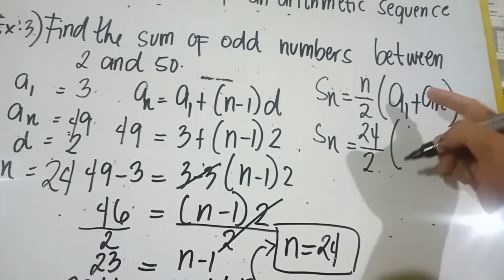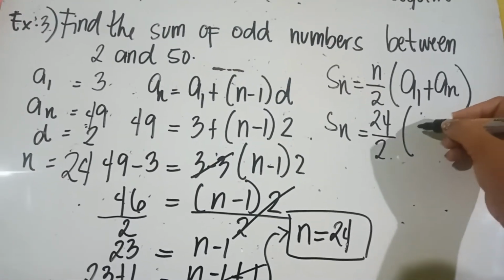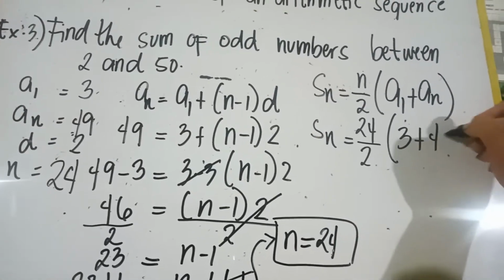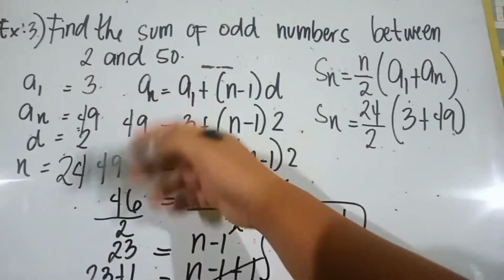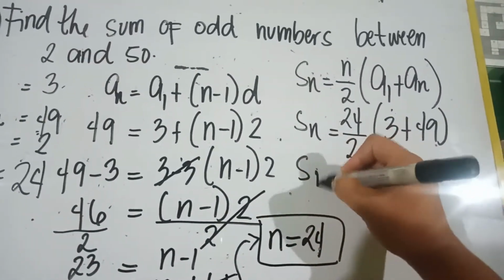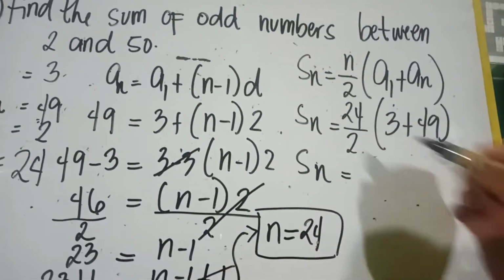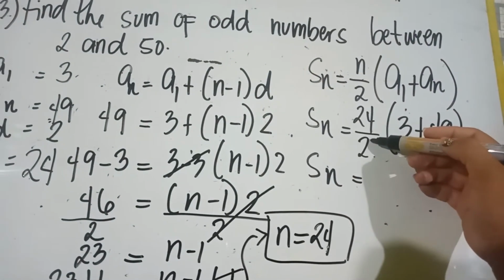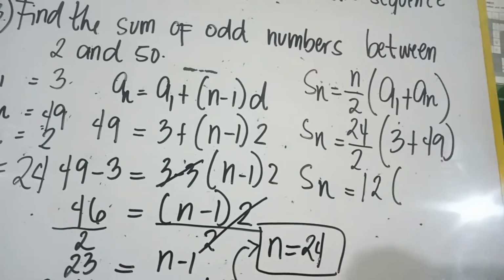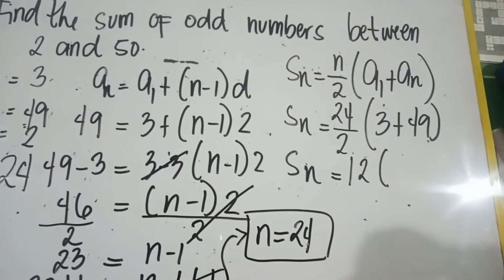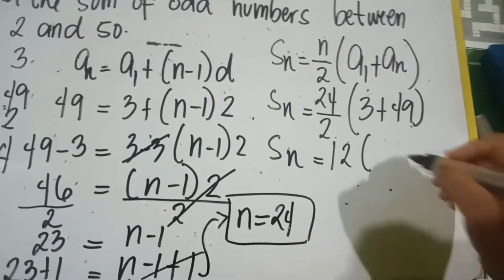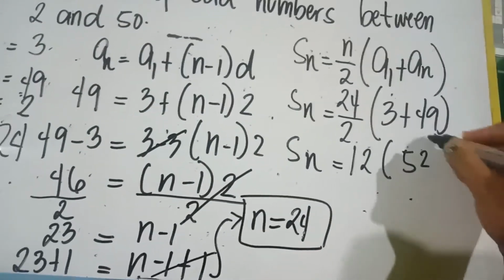S sub n is equal to 24 divided by 2 times a sub 1, or the first term, which is 3, plus a sub n, which is 49. So here I'm just looking at our givens and plugging them in. S sub n is equal to 24 divided by 2. The answer is 12 times 3 plus 49. Okay, we have 3 plus 49. What is the answer? We have 52.